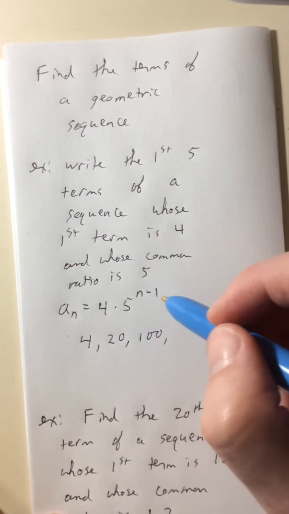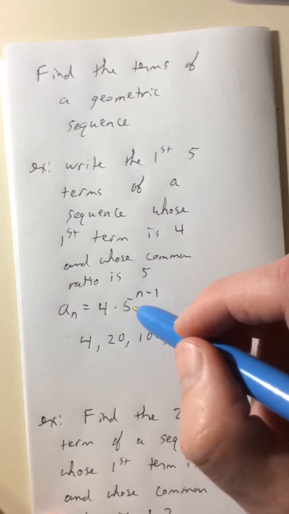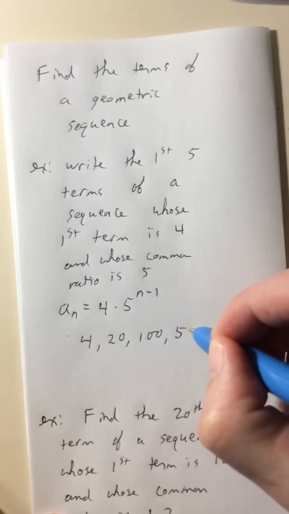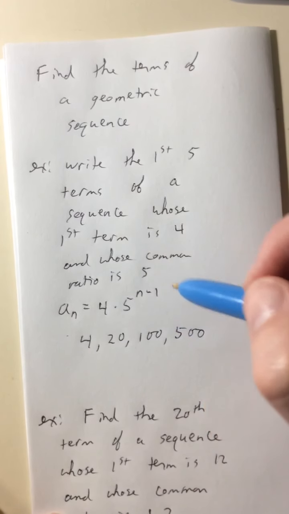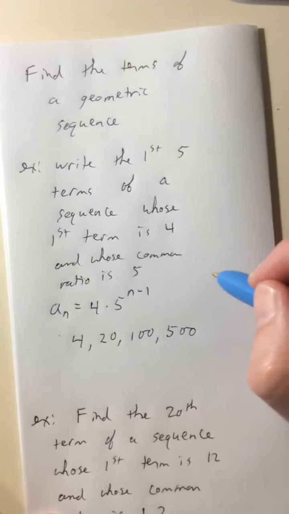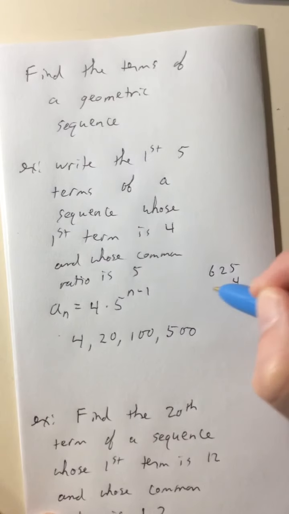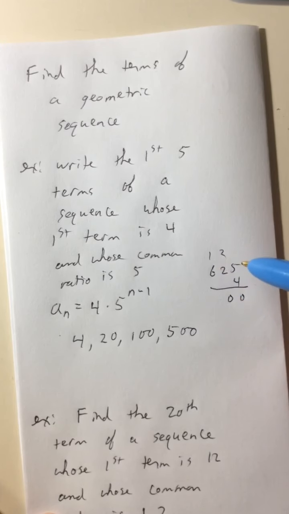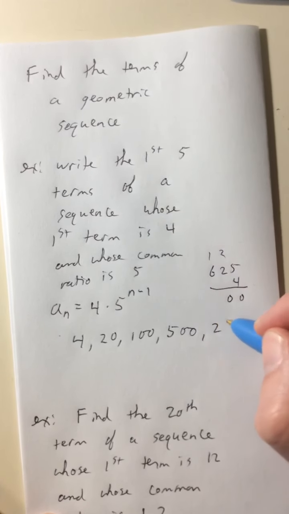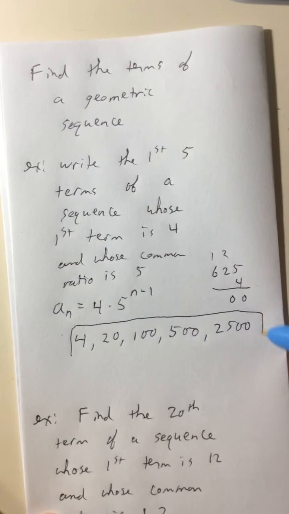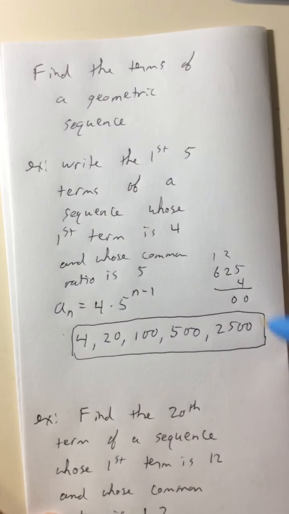The fourth term: 4 minus 1 is 3. 5 to the third is 125, times 4 is 500. The fifth term: 5 minus 1 is 4. 625 times 4, let me do that math over here quickly. That's 2,500. There are the first 5 terms of the geometric sequence whose first term is 4 and common ratio is 5.